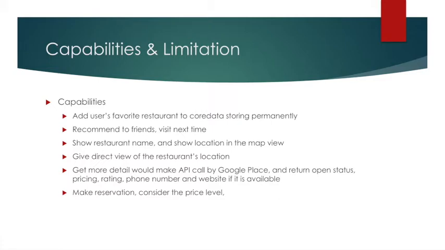It will show the location to the user to let them know where the restaurant is, and it will also get more detail by making an API call to Google Place and return the opening schedule, pricing, rating, phone number or website, anything else. It allows the user to make a reservation or consider the price level to decide whether they will go to the restaurant or not.